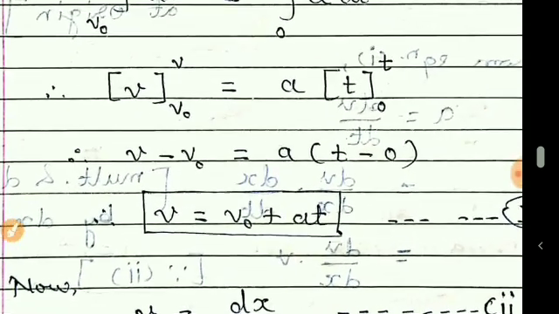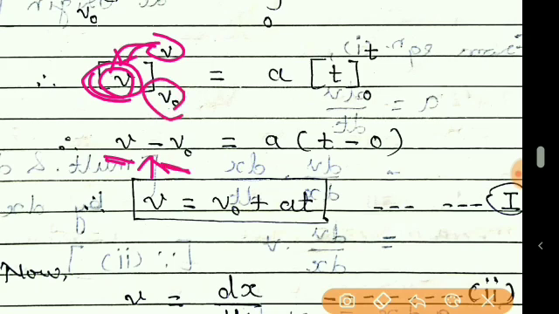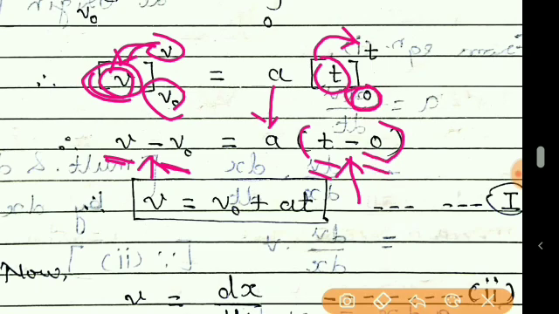Now next step is to put the limits. Once we put the upper limit, in place of v we will put this v, so we have kept it here. Then minus the lower limit, so in place of this v we will put v naught, so we have kept that only, so v minus v naught. Next, a is already constant, so now in the bracket, in place of t we will put the upper limit t, so we have kept it here, minus, now in place of t we will put the lower limit, which is 0, so minus 0.